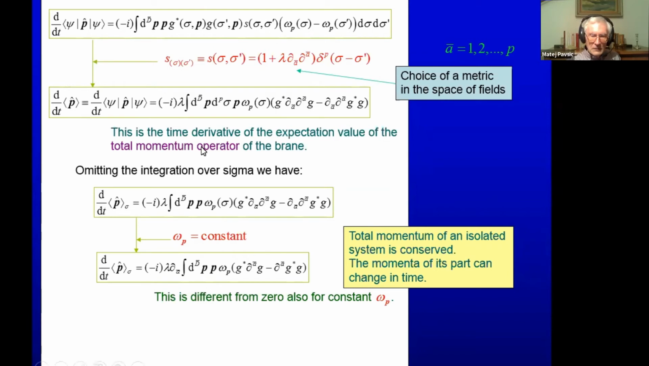So this is the time derivative of the expectation value of the total momentum of the brane. We can omit the integration over sigma, and then we have the derivative of the momentum of the segment of the brane.